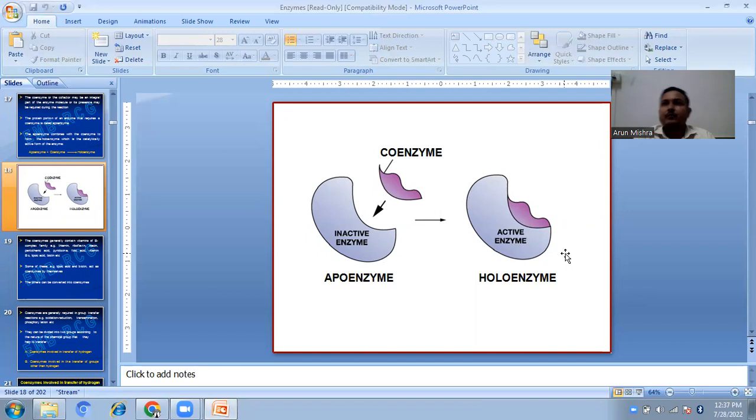If the non-proteinous part is organic, it is known as coenzyme. That can be an integral part or maybe it is attached to the latter. Also, there are certain metals which act as cofactors, which activate an enzyme or enhance the function of an enzyme.